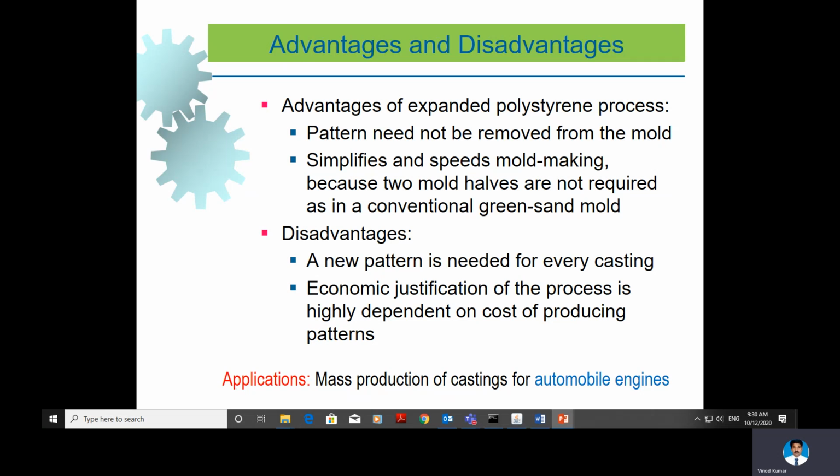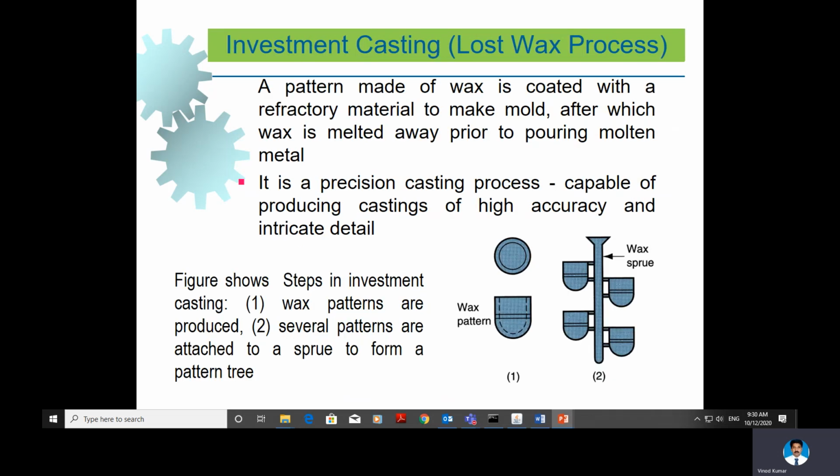Now we come to investment casting, or lost wax process, because wax will melt in this process. Here patterns are made of wax and coated with refractory material to withstand the temperature. It is a precision casting process. Its accuracy is high. It can produce castings of high accuracy and intricate detail.